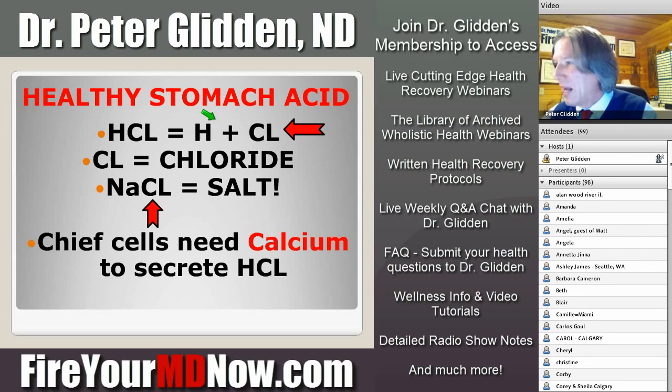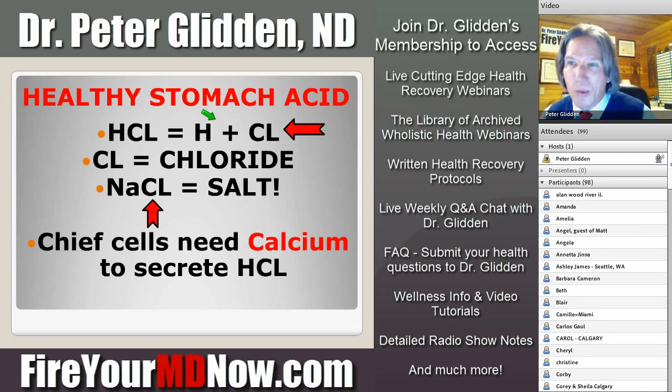Now, there's one other player in the game of stomach acid. It's called the chief cells. The chief cells are cells in your stomach that actually squirt out the hydrochloric acid once the body makes it. So if you are, in fact, salting your food so that it tastes good and your body has enough chloride and it's making hydrochloric acid, in order to squirt it out into the stomach, it needs calcium. If you are calcium deficient, it can't squirt it out.